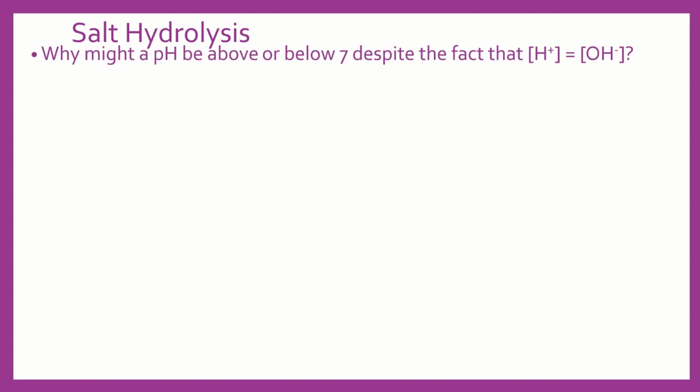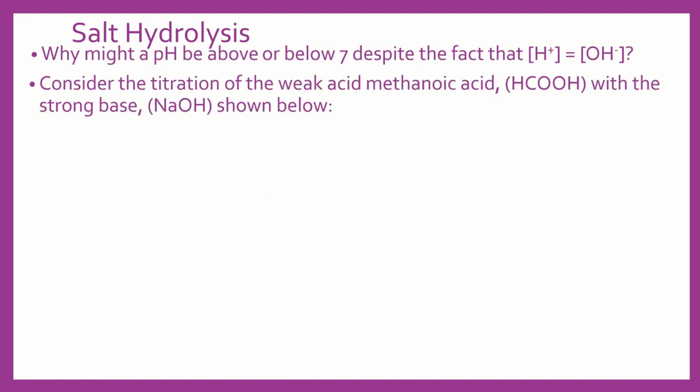Why is this the case? Well, what if we titrated, so we're pretending to titrate the weak acid, methanoic acid. Here it is, HCOOH. Hopefully we're all able to identify this H as the proton that will come off. It's a polar bond with that oxygen, whereas this H is bonded to the carbon, and that's not a polar bond. So this H is going to come off, but we have a strong base, NaOH.